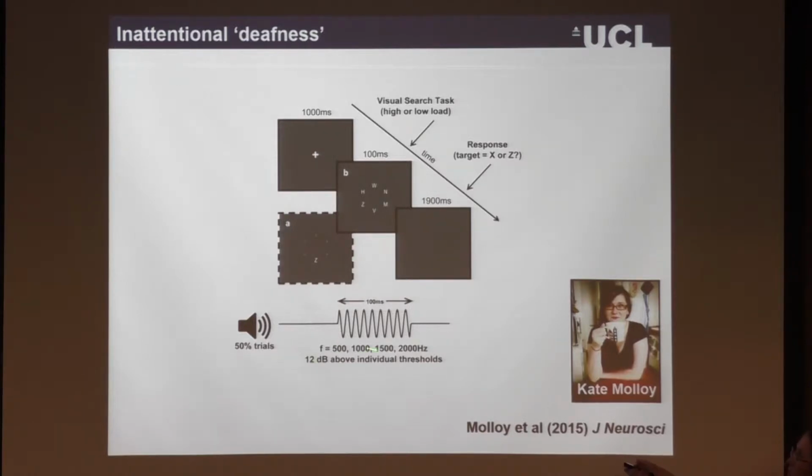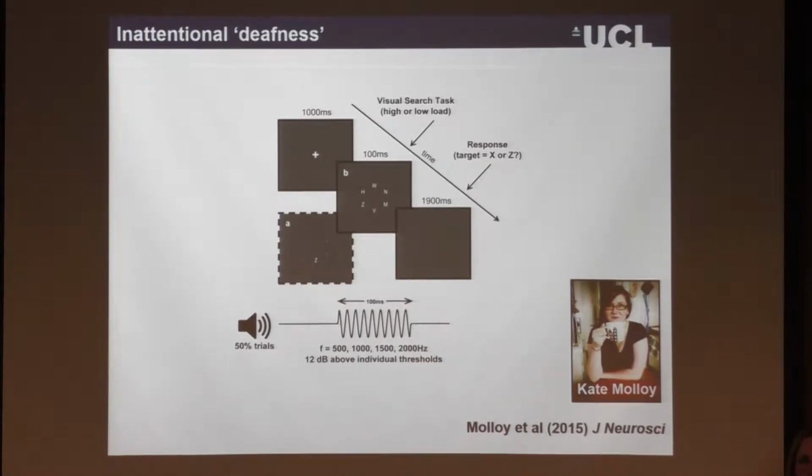On half of the trials, together with this visual display, we also presented these tones. The tones were of variable frequency, and they were quite soft. They were 12 dB above the digital threshold. So they were clearly audible, but they were soft in nature. And these sounds were never relevant.